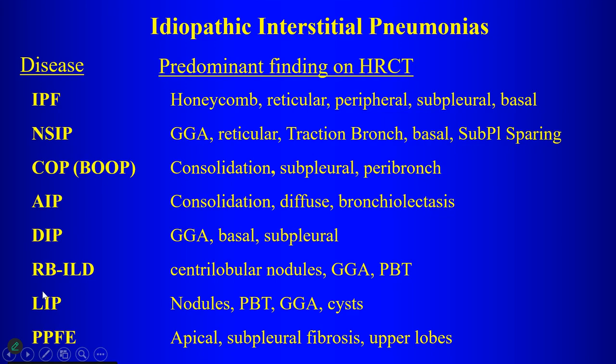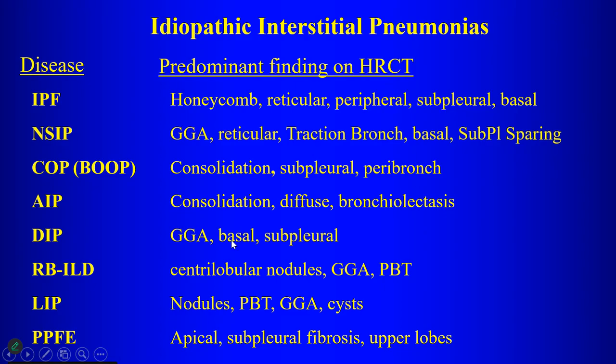It's so confusing, right? You have this alphabet soup, but think about what the differences are. NSIP: ground glass opacity, reticular, traction bronchiectasis, basal. Subpleural sparing is the most specific feature associated with NSIP. No honeycombing with NSIP. You get traction bronchiectasis and ground glass opacity. COP, we've talked about peripheral consolidations. They can be subpleural, they can be peribronchial. This is airspace disease.